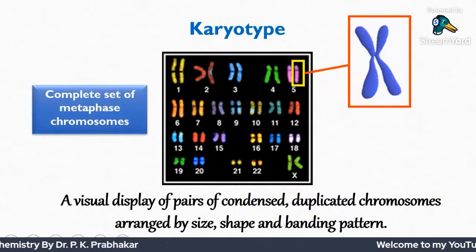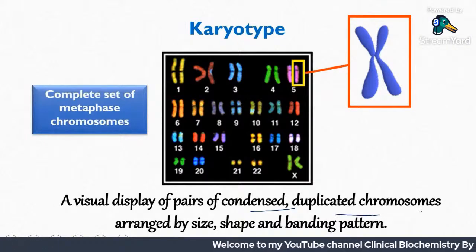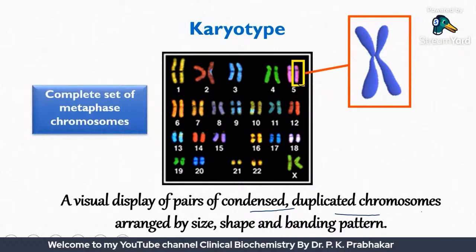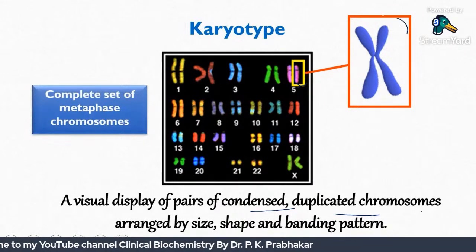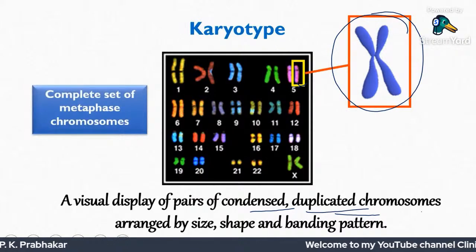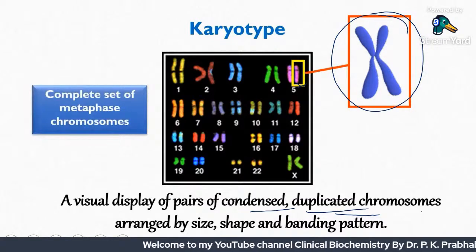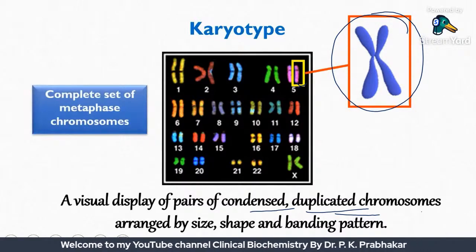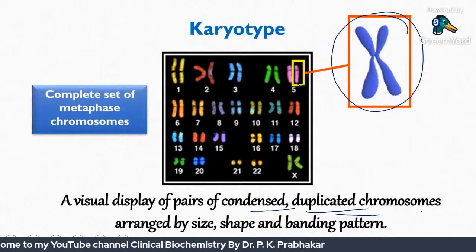That karyotype is a visual display of pairs of condensed duplicated chromosomes. If you see a single chromosome, it is actually two, meaning a duplicated chromosome which is not yet divided. So there are two chromatids in each chromosome. Overall, we have 92 chromosomes in the karyotype, which are going to be divided after metaphase, in the anaphase.